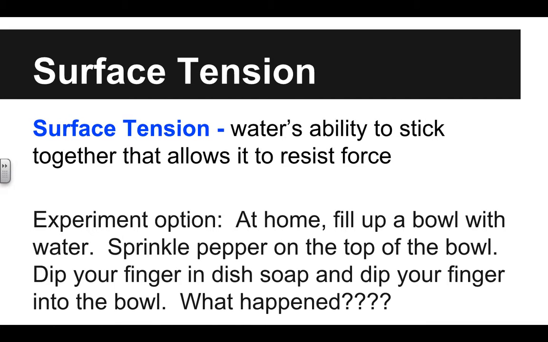Next property is surface tension, which is water's ability to stick together that allows it to resist a force, right? This is on the surface of a water body. You may have noticed if you ever have a glass and you fill it up with water, you can actually fill it up a little higher than the glass. The water molecules will make a mountain on top of the glass, right? That's because of surface tension. At a certain point, you've gone too far, the force is greater than the water can withstand, and the water will spill. You can also do this by dropping water onto a penny, right, with an eyedropper.